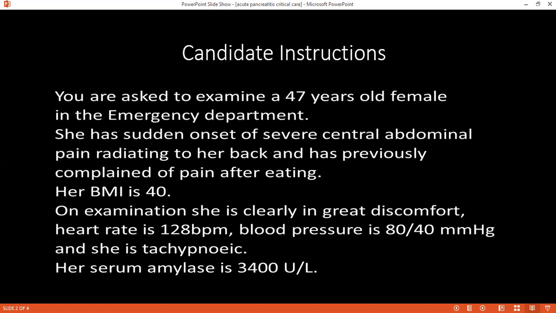Secondly, it's battery operated. If the battery runs out, then it won't be functional. Okay, good. Thank you.